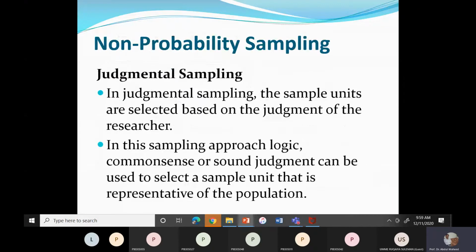And in the non-probability sampling, we have judgmental sampling. In judgmental sampling, the sample units are selected based on the judgment of the researcher. The researcher will decide which sample unit would be interviewed and data would be obtained from. So this is purely based on judgment, and the researcher uses their logic or common sense to decide which sample units would be included from the population.